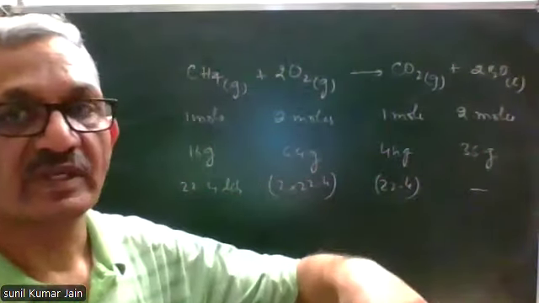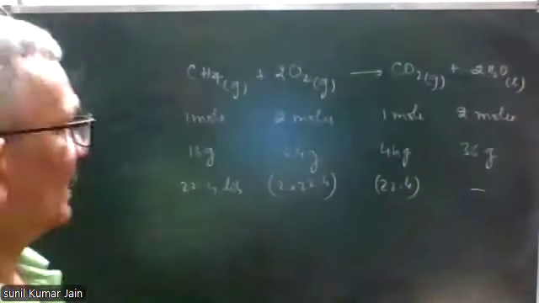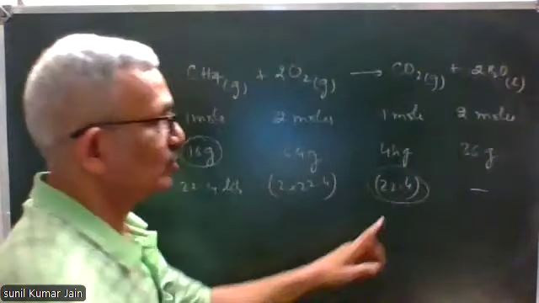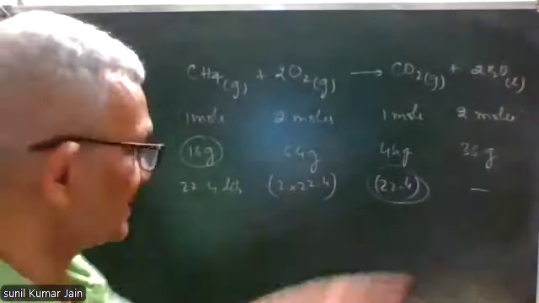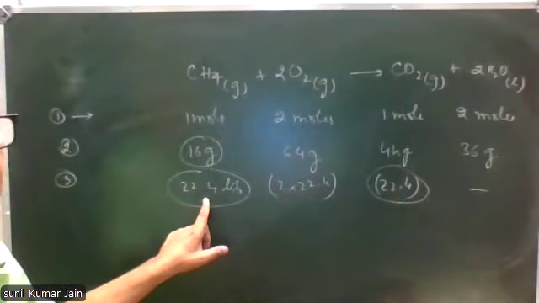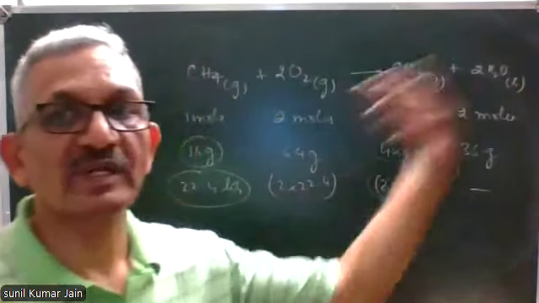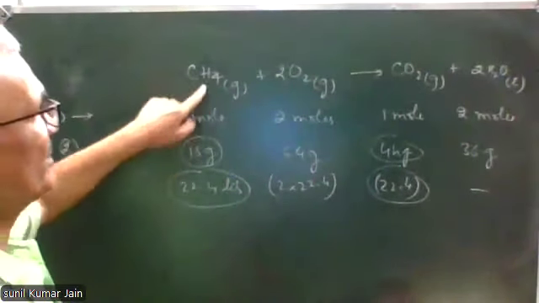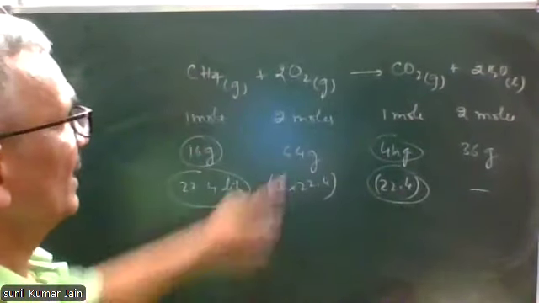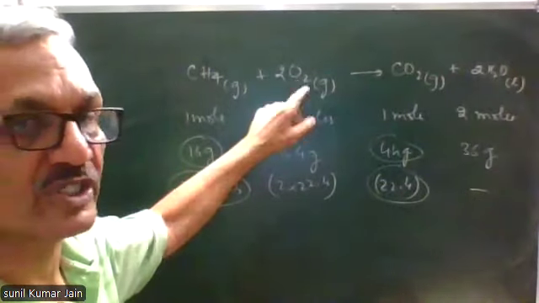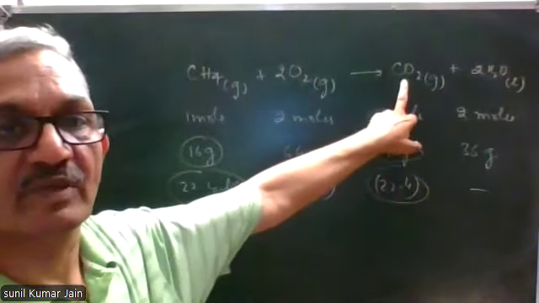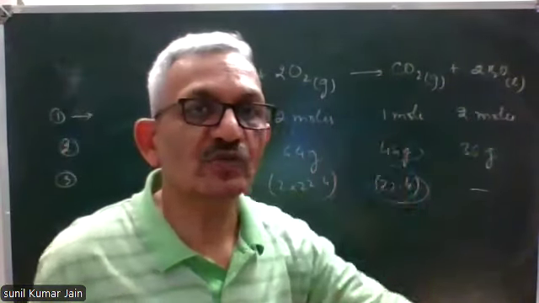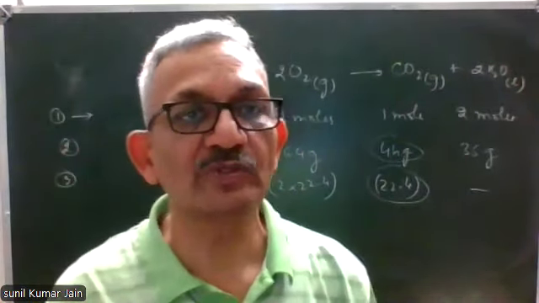Now, this data we can use in cross way. See, I can say 16 grams of methane produces 22.4 liters of carbon dioxide. I can say 22.4 liters of methane produces 44 grams of carbon dioxide. I can also say that Avogadro number, 1 mole means Avogadro number of molecules of methane react with 2 into Avogadro number of molecules of oxygen to produce Avogadro number of molecules of CO2 and 2 times Avogadro number of molecules of water. So you can use the data in any way, any form you want.